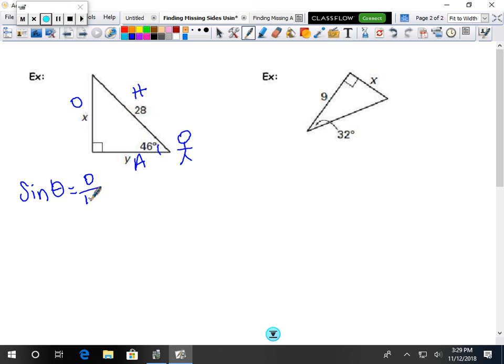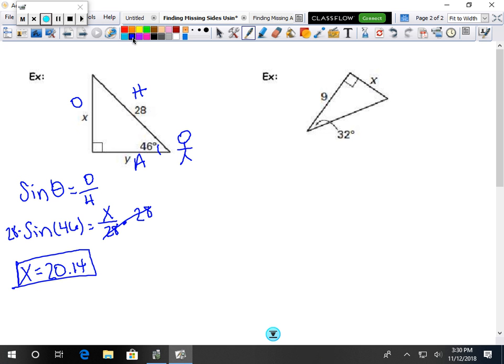Sine theta equals O over H. So I'm going to plug in all my information. So sine of my angle, 46, is equal to O over H, x over 28. And so I need to solve for x. So I need to move that 28. Multiply both sides by 28 here. These will cross out. 28 times sine 46 gives me 20.14. Okay, so there is x.